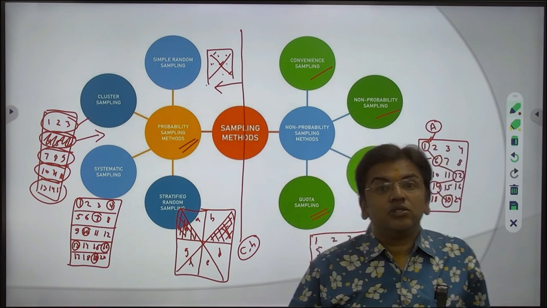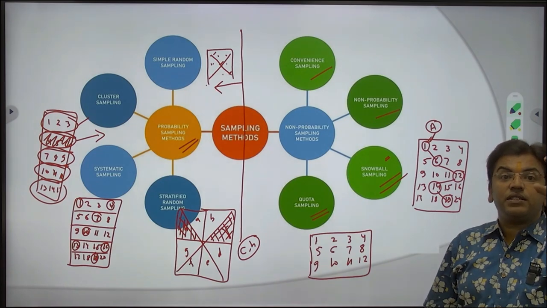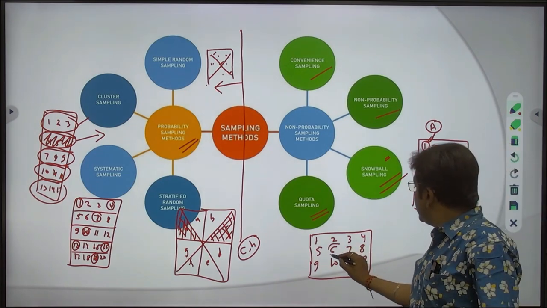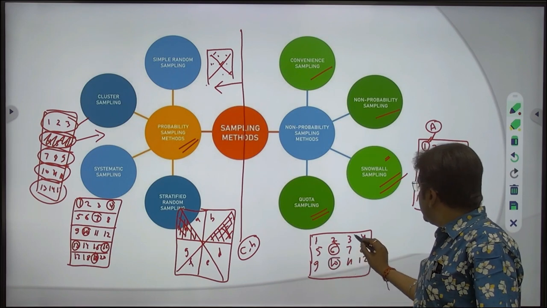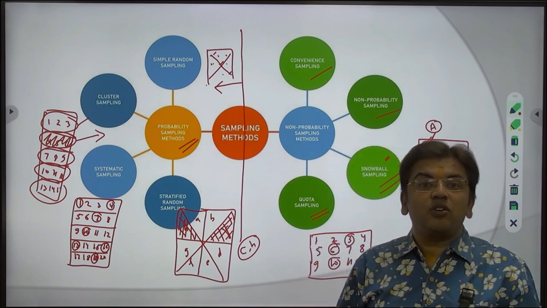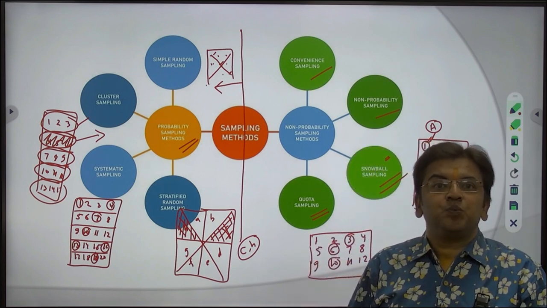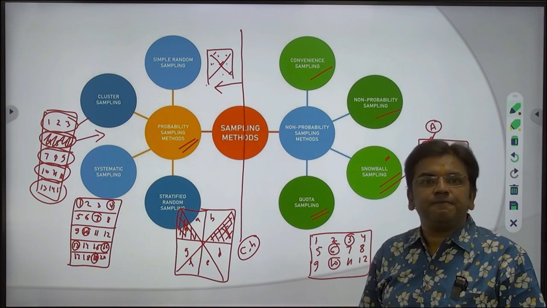Right? So this is your sample size 12. And you say that out of this, 6, 10, 3, these 3 will be our quota of selection. Right? So out of this, you are going to conduct a study.